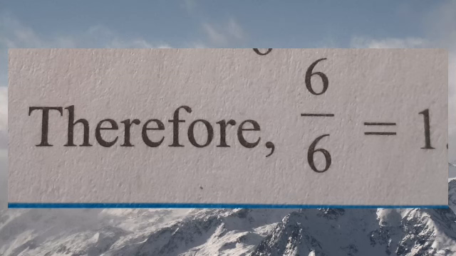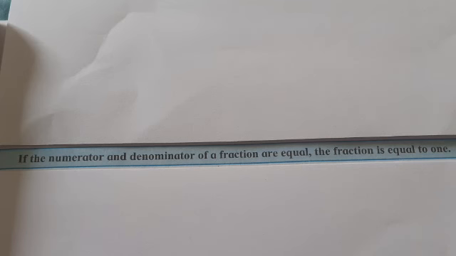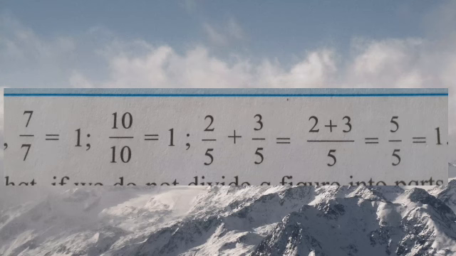Note that if the numerator and denominator of a fraction are equal, the fraction is equal to 1. That is why 7 by 7 is equal to 1, 10 by 10 is equal to 1, 2 by 5 plus 3 by 5 is equal to 2 plus 3 by 5 is equal to 5 by 5 is equal to 1. Now you understand, students, if the numerator and denominator of a fraction are equal, the fraction is equal to 1.